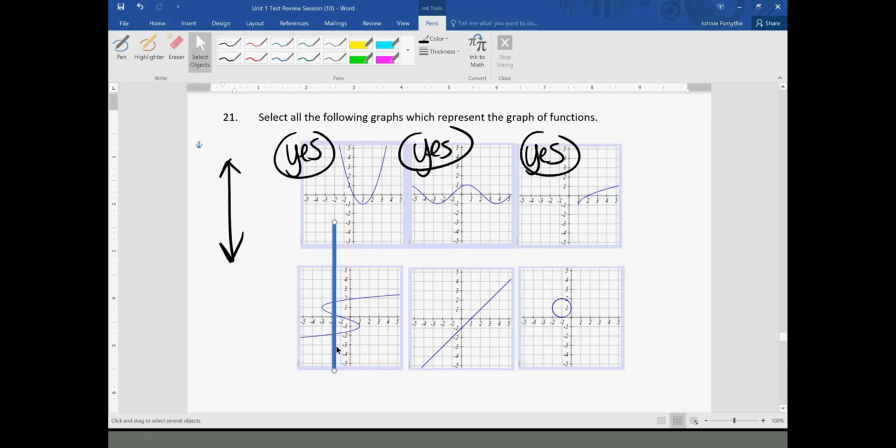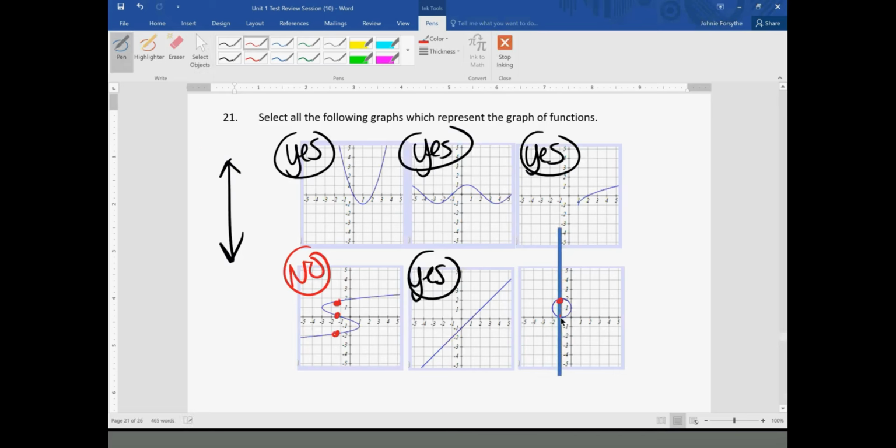Let's look at the next one. Now this one is not passing the vertical line test. Look here, on that vertical line it crosses 1, 2, 3 different times. This would not be a function, because it is not passing the vertical line test. Let's do this one. That is passing the vertical line test, not crossing that graph more than once. And then the last one, this circle, is definitely going to fail the vertical line test. On that vertical line, it crosses that graph twice, so this would not be a function.